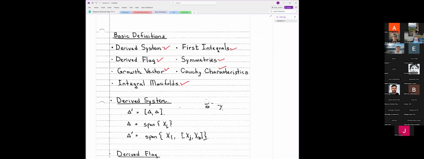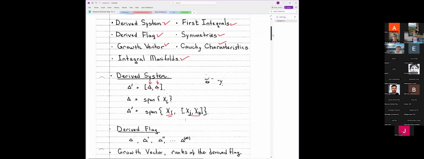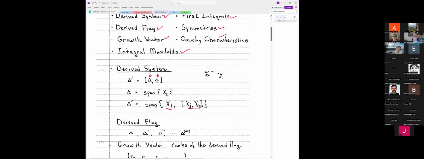The derived system, we'll begin with that. You take all the vectors in your distribution, and you bracket them again. In general, this will be a differential system which is larger than the original one. If delta is given by the span of some vectors xi, then delta prime is given by the span of the original vectors and all possible brackets. All you need is a computer algebra system which can take Lie brackets, and you can compute the derived system.